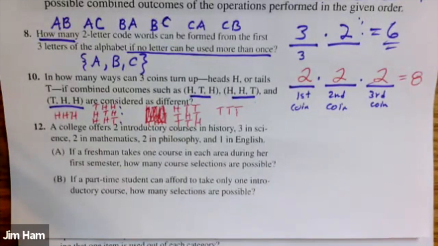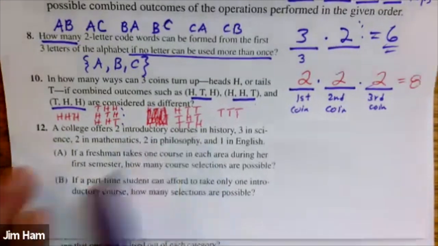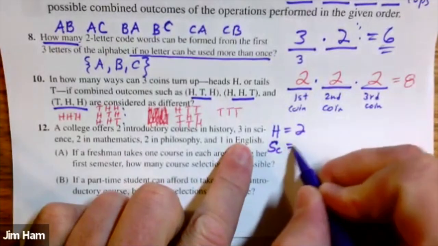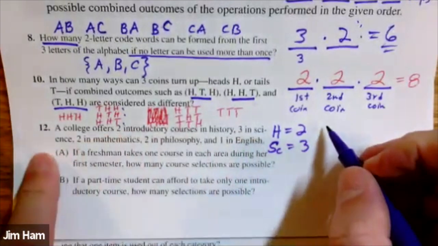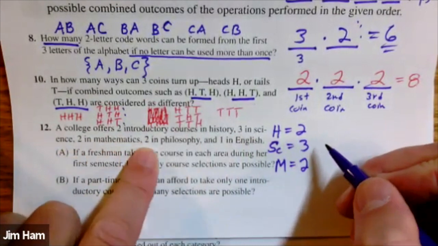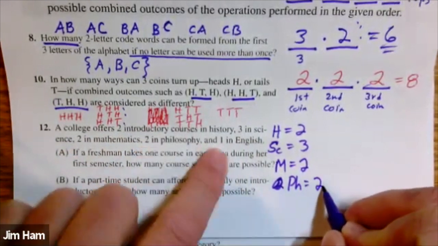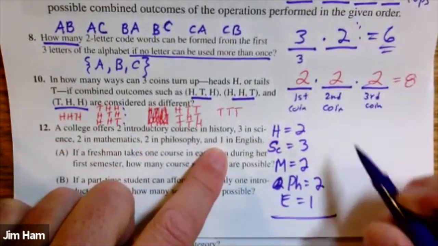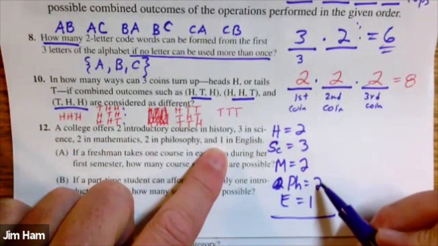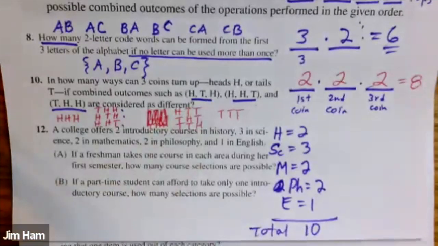You have a college freshman who has to take a bunch of introductory classes. The college offers 2 intro courses in history, 3 introductory classes in science, 2 in mathematics, 2 in philosophy, and 1 in English. 1, 2, 3, 4, 5, 6, 7, 8, 9, 10. So there are 10 total intro classes that this freshman can take the first semester.